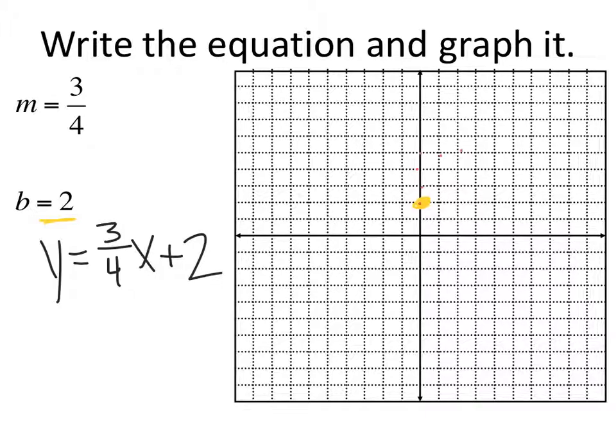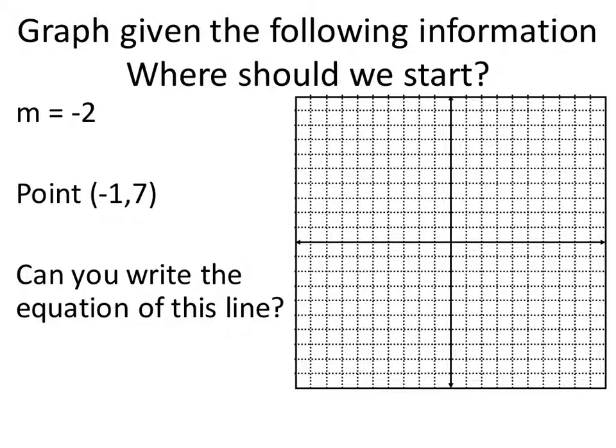1, 2, 3, 4. I said I like to get 3 points, so again we're going to go up 3, 1, 2, 3, and over 4, 1, 2, 3, and 4. And now I have my points to make a nice long line that has arrows on both ends. So that one was easy because it gave us the slope and it gave us the y-intercept.